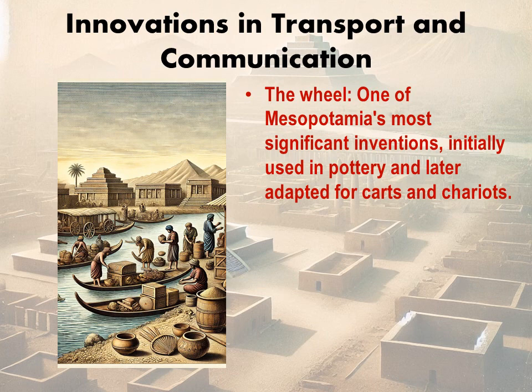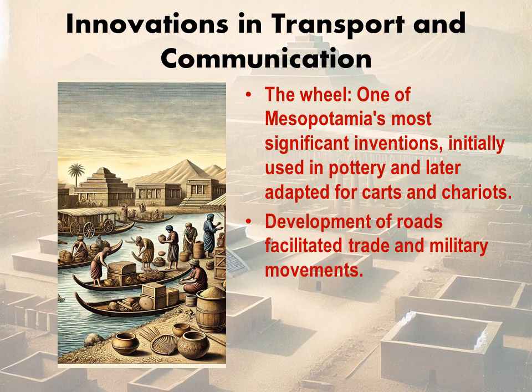Chariots are carriages drawn by horses. So, it has wheels in it to match the speed of the horse. Therefore, the wheel is very significant and it was used first for pottery and later for carts and chariots. Development of roads facilitated trade and military movements.